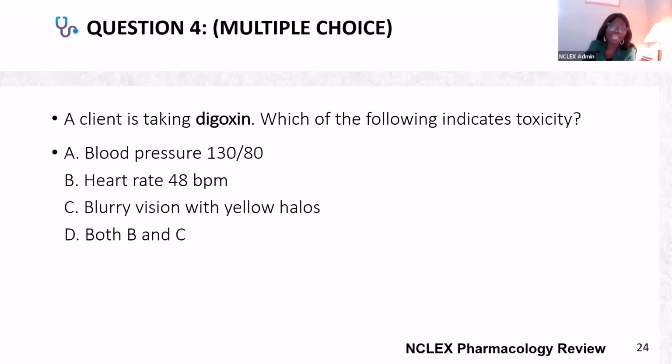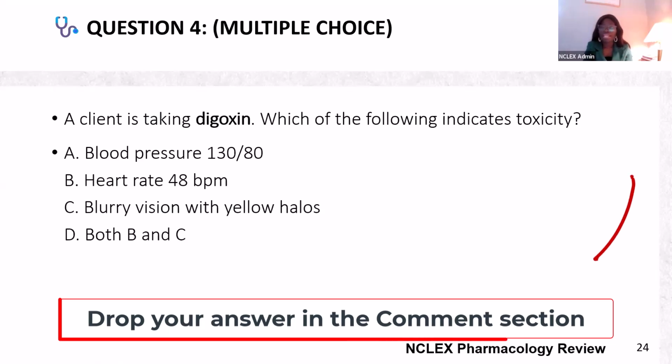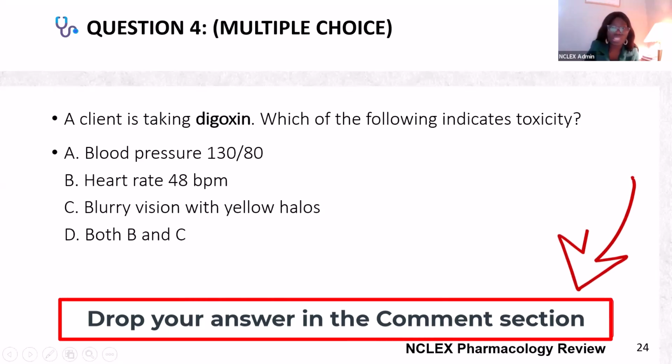Let's look at it. A client is taking digoxin. Which of the following indicates toxicity? So this means you should know about digoxin. Blood pressure 130/80, heart rate 48 beats per minute, blurry vision with yellow halos, then both B and C, which is low heart rate and blurry vision. So digoxin, let's go. Findings for digoxin toxicity.